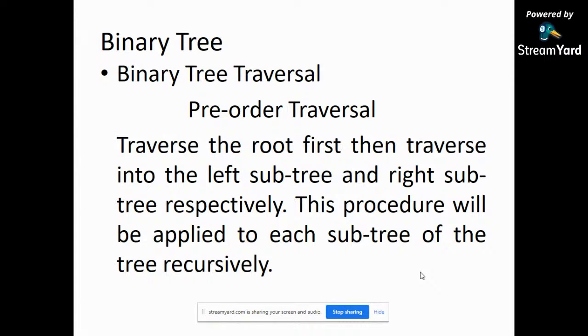Now, there are methods for traversing this. There are three methods for traversing a binary tree: pre-order traversal, in-order traversal, and post-order traversal. In all these three, pre-order, in-order, and post-order, the root node is important, that is, when we are going to visit the root node. In pre-order, first we are going to visit the root node, then the left subtree, and then the right subtree.